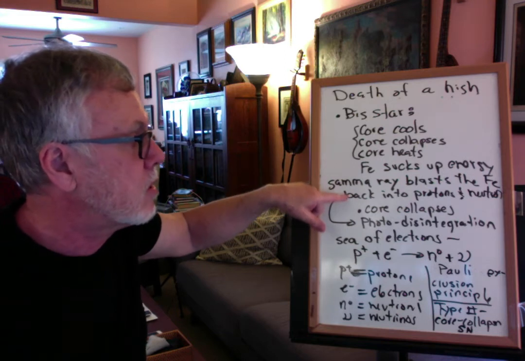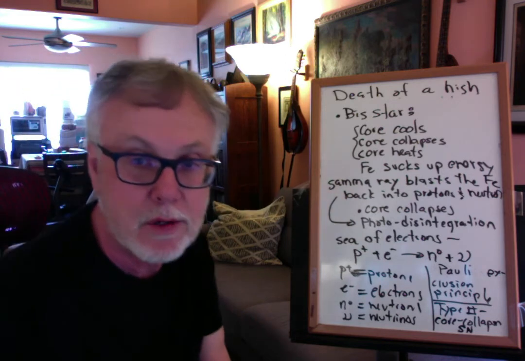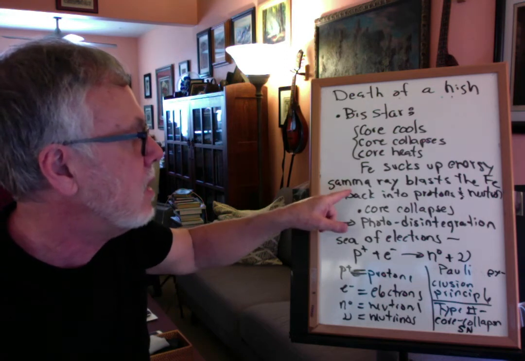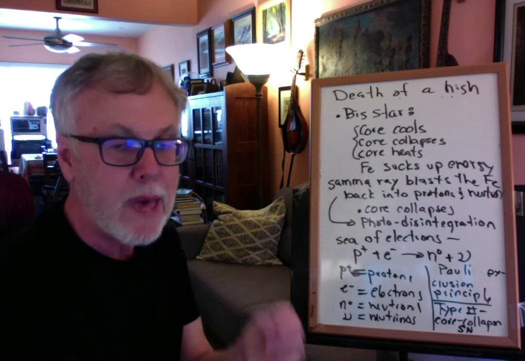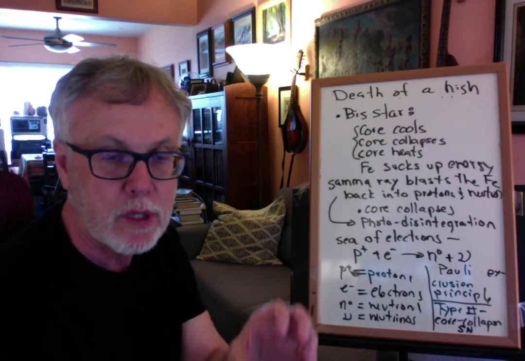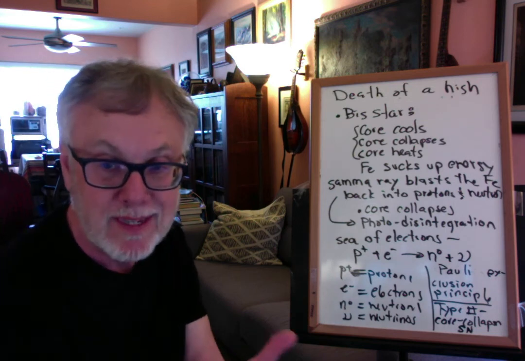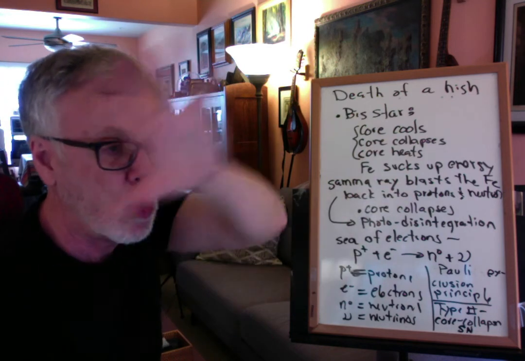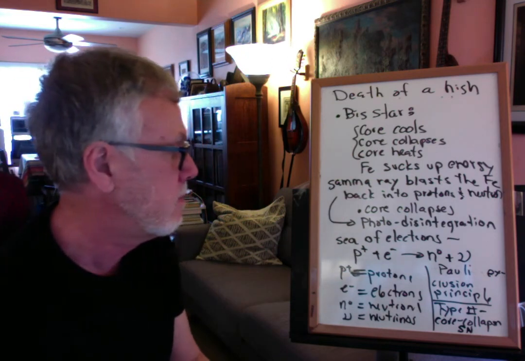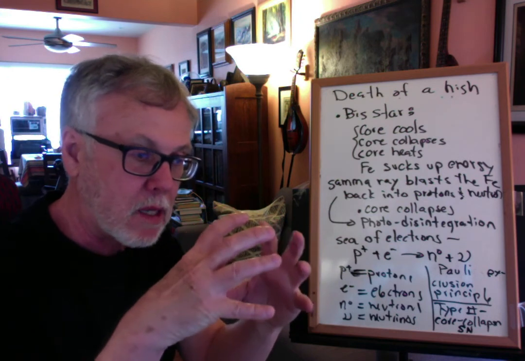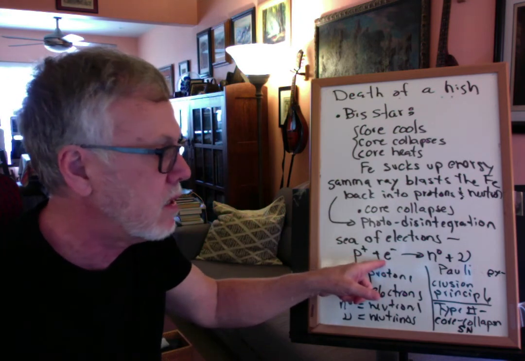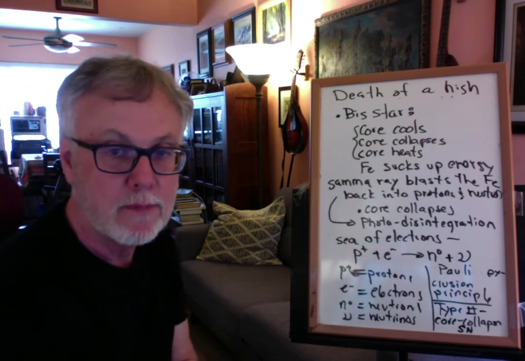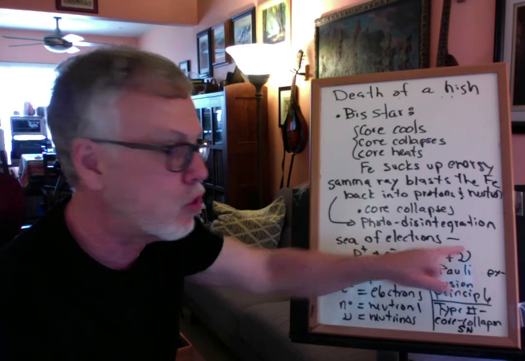So the core continues to collapse and collapse and collapse, getting hotter and hotter and hotter, producing very, very high energy gamma rays. And those gamma rays basically blast the iron eventually back into protons and neutrons that every nuclei have, except for maybe standard hydrogen, but don't worry about that. So we got protons and neutrons flying around, but there's also a whole sea of electrons found throughout the star. The core is collapsing. And as it collapses, the protons are forced into the electrons, and they produce a neutron, because the charges basically cancel one another, and releases a neutrino.